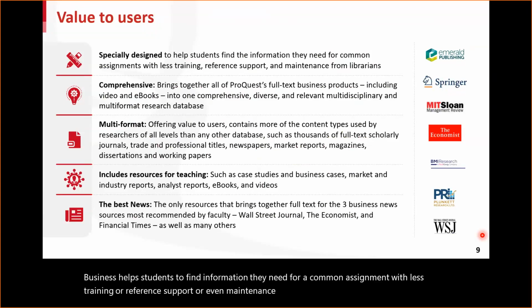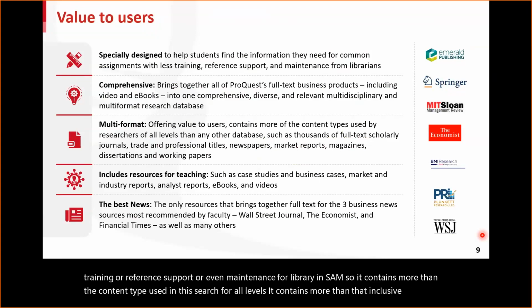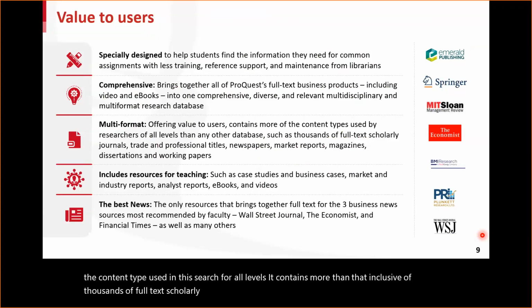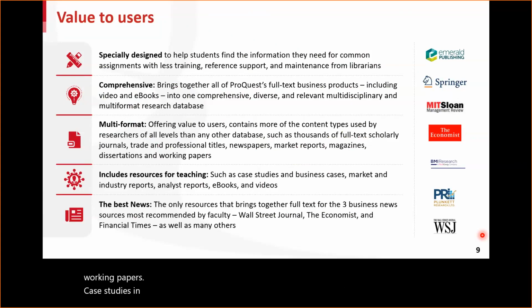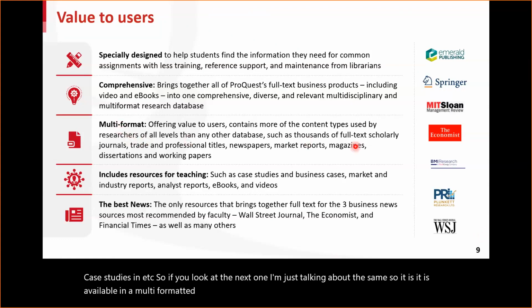It contains more than the content types used in research for all levels. It contains thousands of full-text scholarly journals with key influential journals, magazines, trade and professional titles, newspapers, market reports, industry reports, dissertations, working papers, case studies, and so on. If you look at the next slide, I'm just talking about the same. It is available in multi-format content for whatever content I mentioned earlier, inclusive of journals, trade journals, newspapers, market reports, and so on.